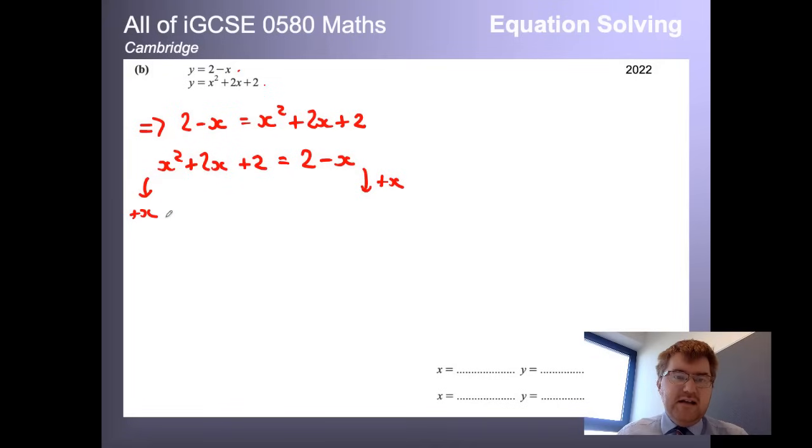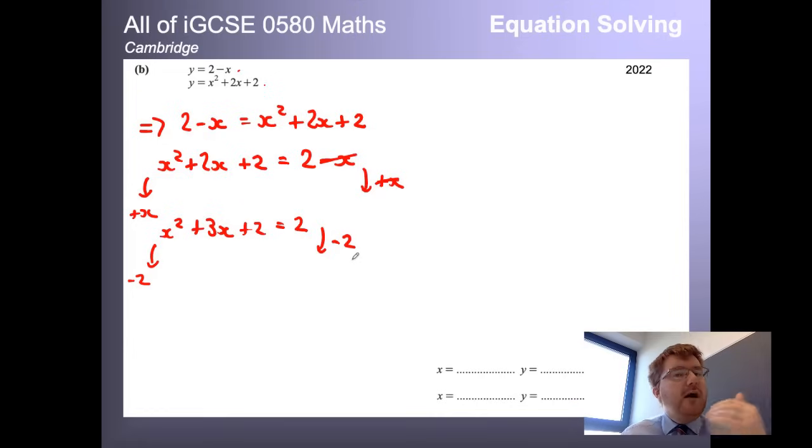The effect this has, the x squared stays the same, 2x plus x is 3x, plus 2 stays the same, and minus x plus x, those cancel. Super. And now I'm going to take away 2 from both sides. Just keep chipping away at the equation until we get something simpler. Right, x squared stays the same, 3x stays the same, 2 minus 2 cancel, fantastic, and then 2 minus 2 is equal to 0.